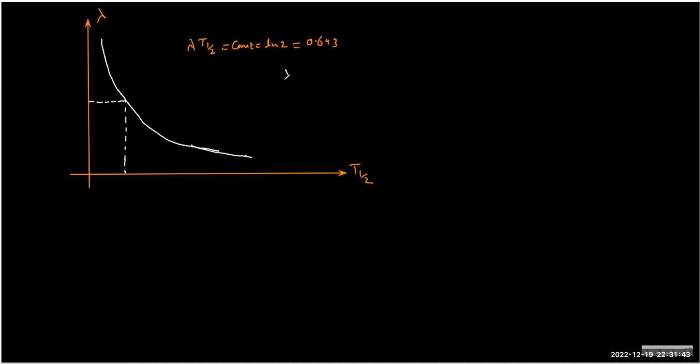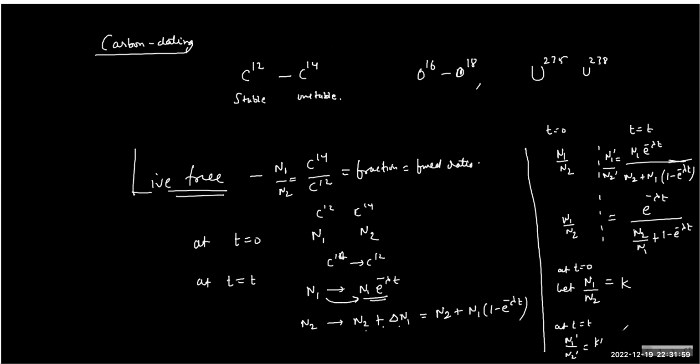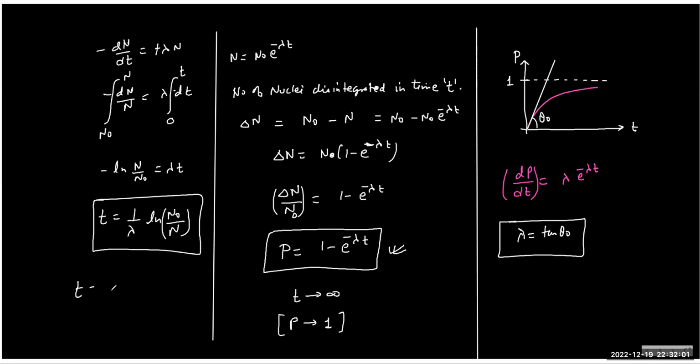So lambda you can also write as 0.693 by T half. And if you go back somewhere here, lambda itself is ln 2 by T half, right?